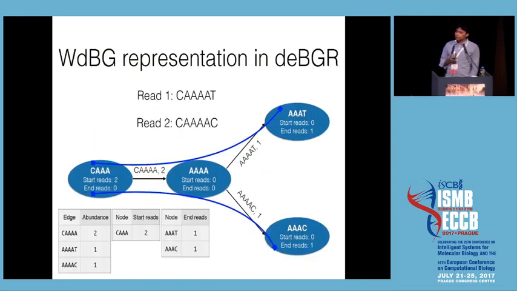Here is the representation of the weighted de Bruijn graph in deBGR. You have a couple of reads, and you build the weighted de Bruijn graph on top of it. So you have 4 nodes in the graph, and you have the abundance for each and every edge.